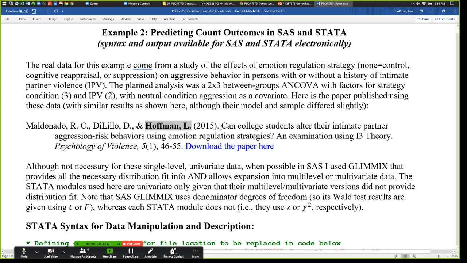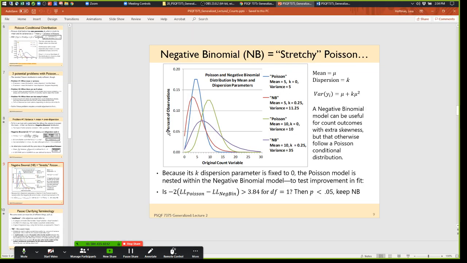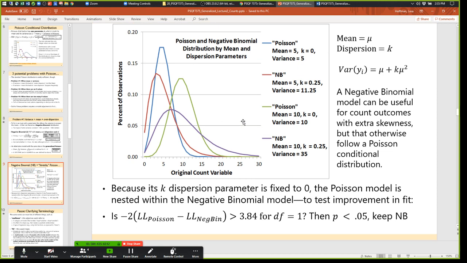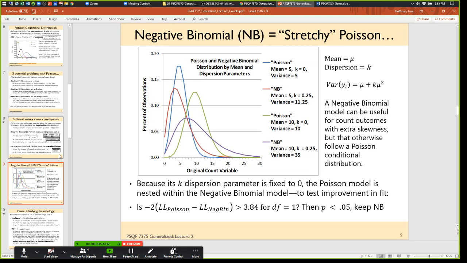But yeah, there's a model for that. That's where we're going with this. Not everything has to be normal. So her data are going to be fit best, foreshadowing again, by the stretchy Poisson. Even though it looks like she has too many zeros, the model is going to account for that, but we'll get there. Okay, how are we doing so far?